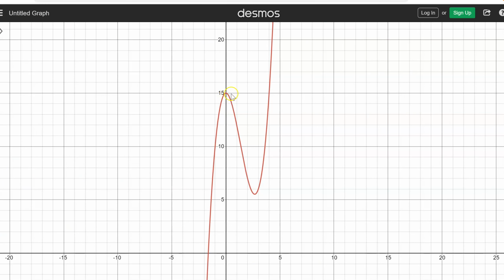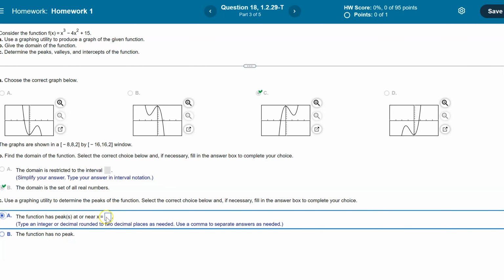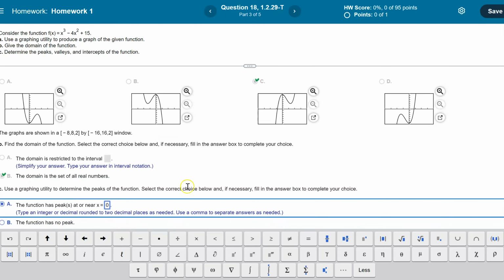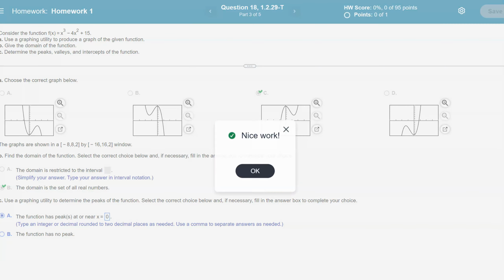And you'll notice I have my mouse and nothing's happening, but if I just click, it puts a point on my graph, and it tells me that that point is 0, 15, which we kind of knew, but it could have been off. So my peak is the location 0, 15. Now let's go back and look at what the question is asking. The question wants the x value. So of that coordinate 0, 15, which one is the x value? The 0. So it has a peak when x equals 0. Cool.